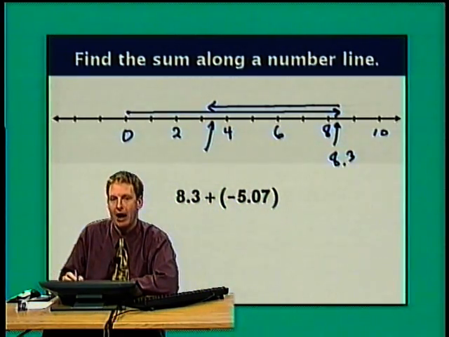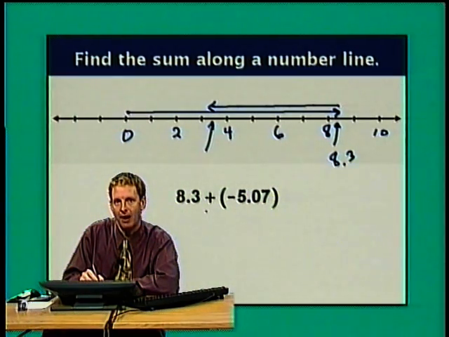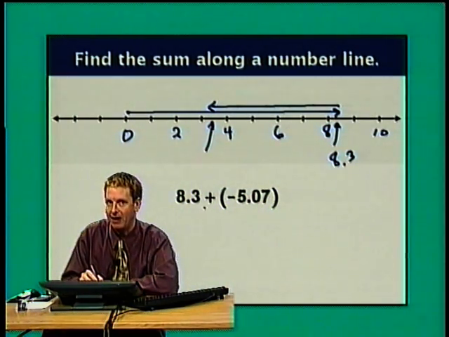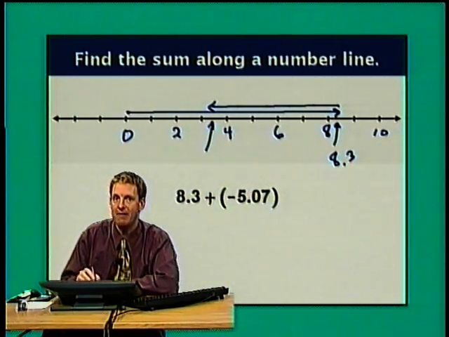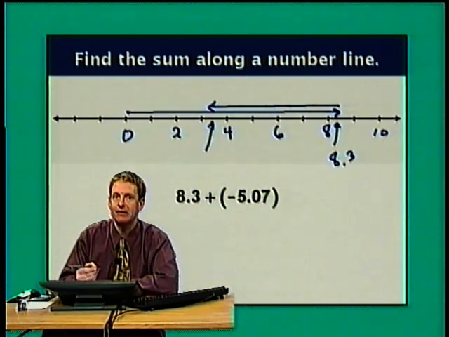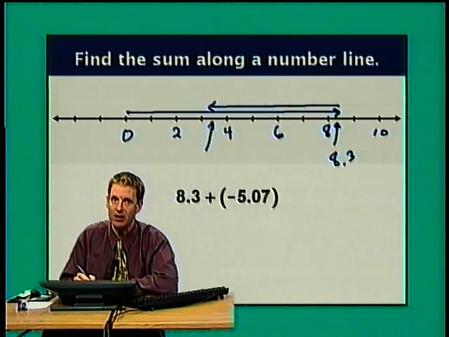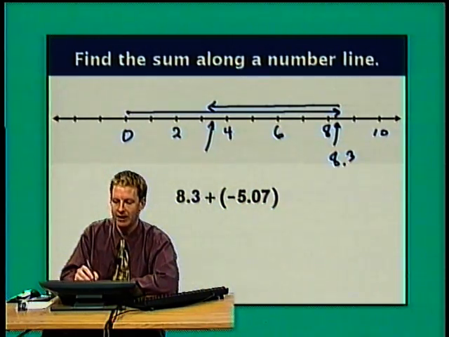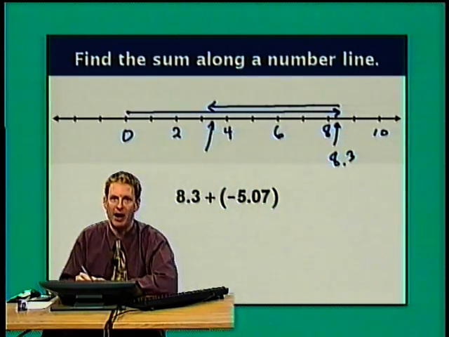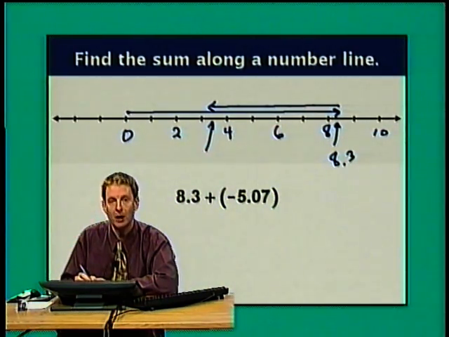Let's see. I know that the positive number in the sum has the larger absolute value. Since the two numbers have opposite sign, the sign on the sum is the same as the sign on the number that has the larger absolute value. So the sum is positive. That's good. That matches our number line. We're in positive territory. What's the absolute value of the sum?